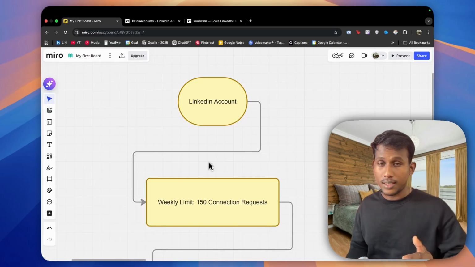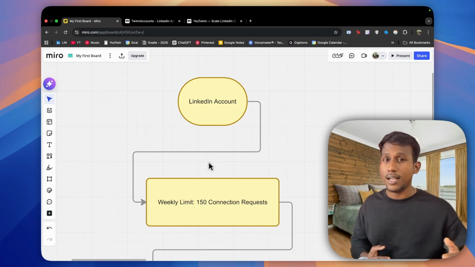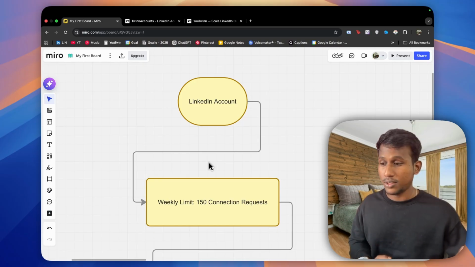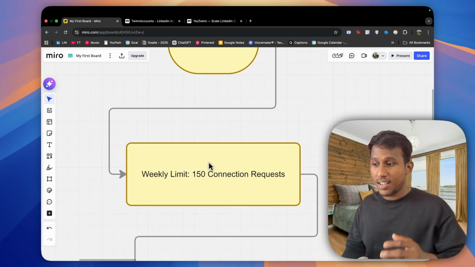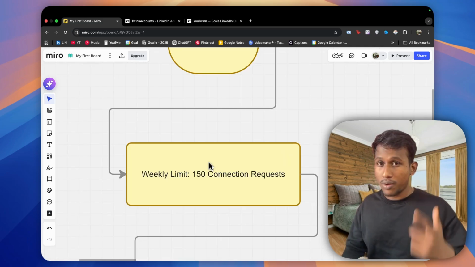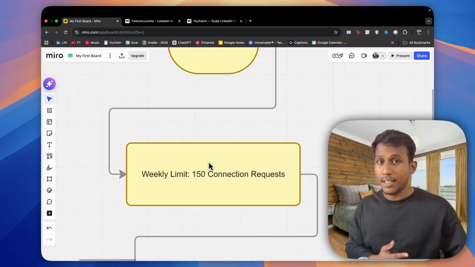In order to understand why something like LinkedIn account renting exists, you have to understand how LinkedIn outreach actually works. Let's say you have your own LinkedIn account that you're doing outreach from. LinkedIn has a weekly connection limit of just 150 connection requests, so you cannot send more than 150 connection requests in a single week with one account.